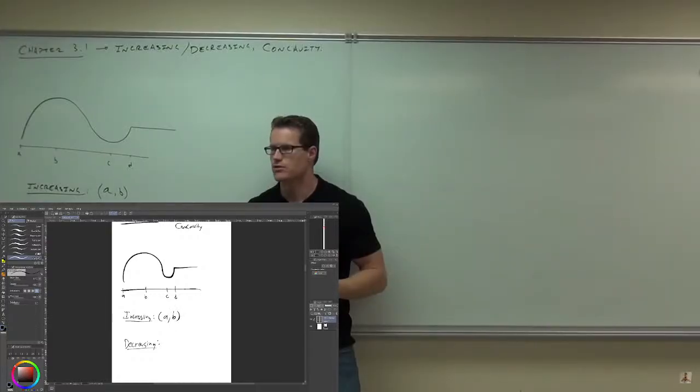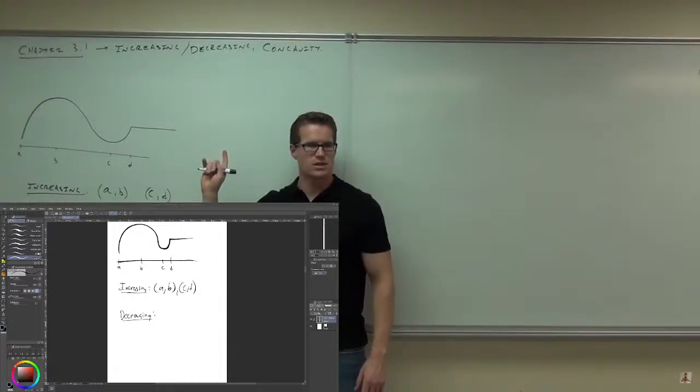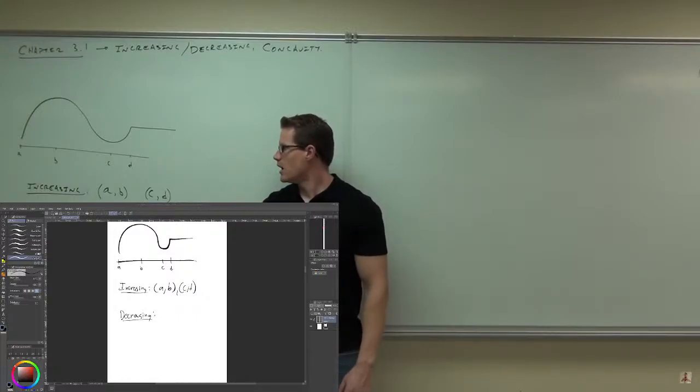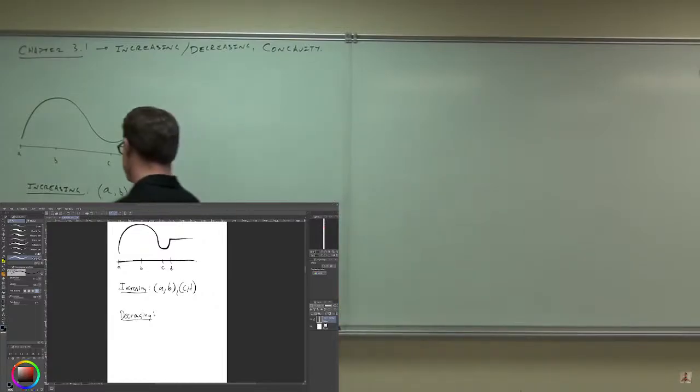How about another interval where we're increasing? C to D works, good, because from here to here we're growing up. How about from D onward? What's happening there? Is it increasing? No. Is it decreasing? Okay, constant, very good. Any intervals that are decreasing? B to C. For sure, B to C.